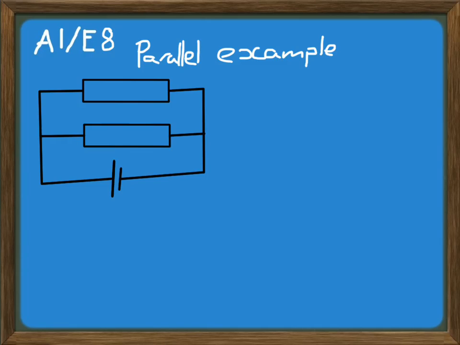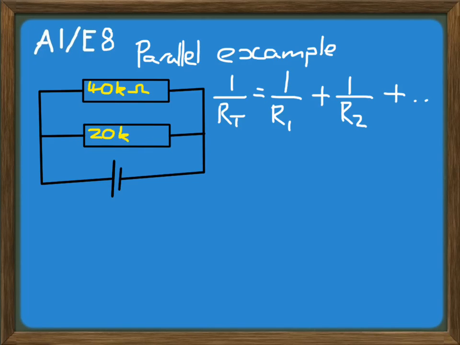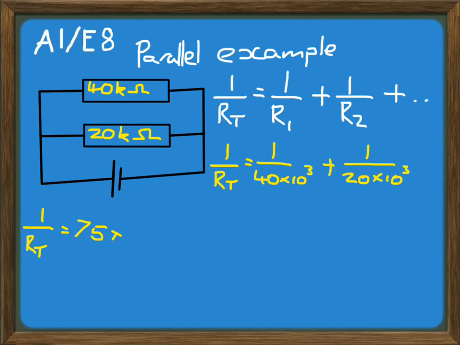There we have a parallel circuit. It's worth noting that in this circuit, both resistors have the same potential difference across them. However, they can both have a different current flowing through them. Let's identify the equation. 1 over RT is equal to 1 over R1 plus 1 over R2.